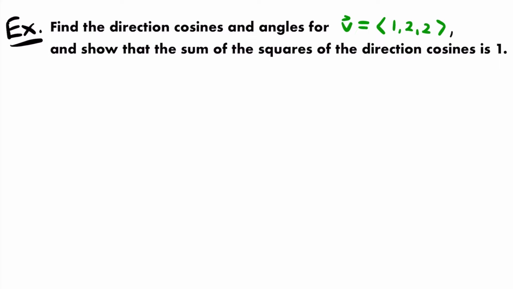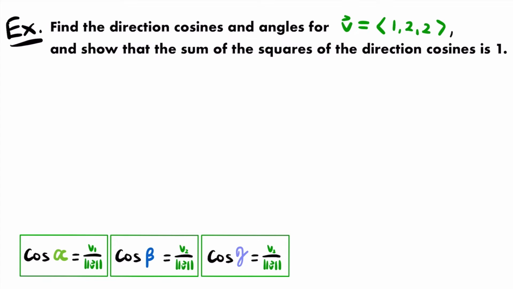If we want to find the direction cosines for this vector, we need to know the following formulas. There are three different direction cosines for a given vector: cosine alpha, cosine beta, and cosine gamma. Each of those letters, alpha, beta, and gamma, represents an angle that our vector makes with one of the three axes of the three-dimensional coordinate system. Alpha is the angle with the positive x-axis, beta is the angle with the positive y-axis, and gamma is the angle with the positive z-axis.